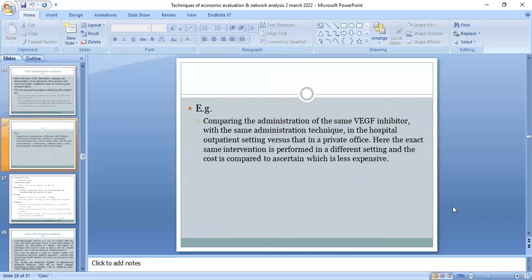An example includes comparing the administration of the same VEGF inhibitor, that is vascular endothelial growth factor inhibitor, with the same administration technique in the hospital outpatient setting versus that in the private office. Here the exact same intervention is performed in a different setting and cost is compared to ascertain which is less expensive, and we will adopt that strategy which will be less expensive.